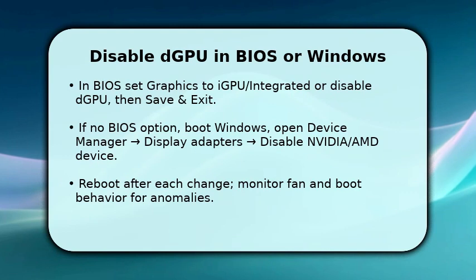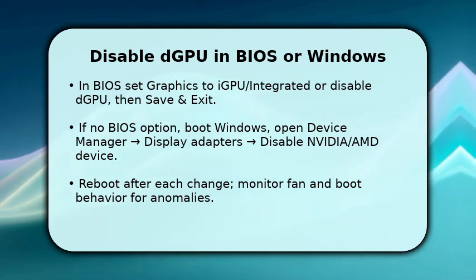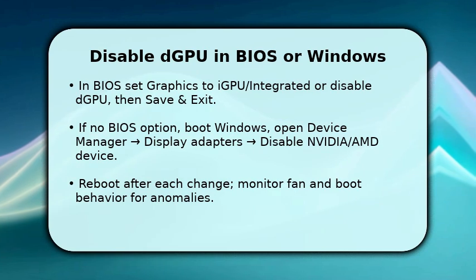Once in the right menu, switch graphics mode from auto or discrete to integrated or iGPU and then choose Save and Exit. This tells the system to use the CPU's graphics instead of the discrete GPU.